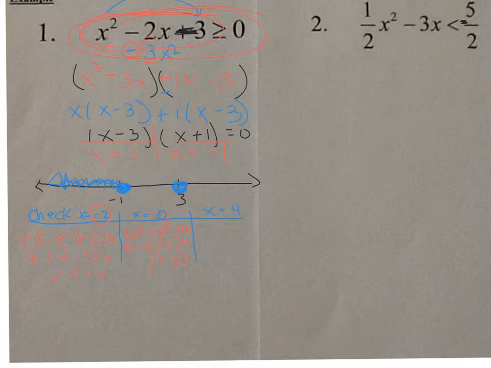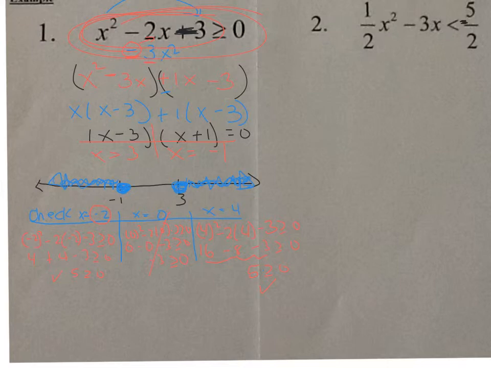Now we're going to try 4. So 4 squared minus 2 times 4 minus 3, is that greater than or equal to 0? Again, you can plug it into your calculator. 16 minus 8 is 8. Minus 3 is 5. Is that greater than or equal to 0? Yes, that is true. So that means we shade to the right. Everything to the right of 3 will be true.